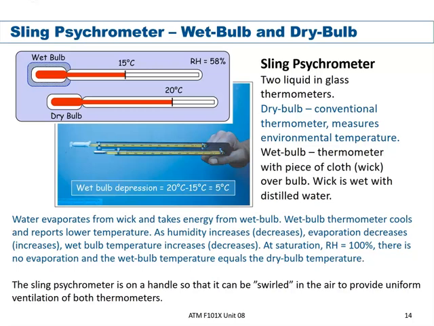The difference between the dry bulb temperature and the wet bulb temperature is called the wet bulb depression. As the environmental humidity increases, the evaporation reduces, the energy loss reduces, and the temperature drop reduces, and the wet bulb temperature increases. At 100% relative humidity, there is no evaporation, and the dry bulb temperature equals the wet bulb temperature. The wet bulb depression is 0.